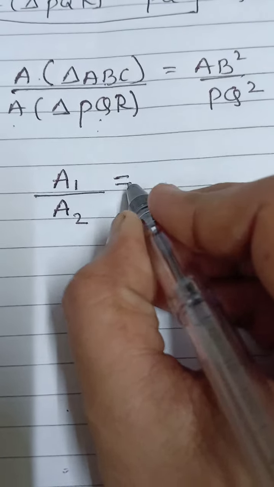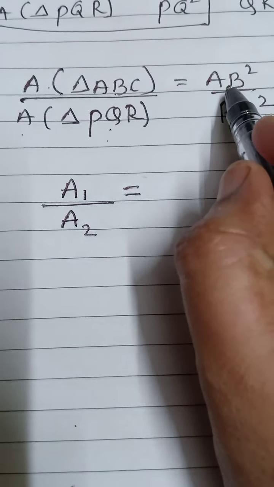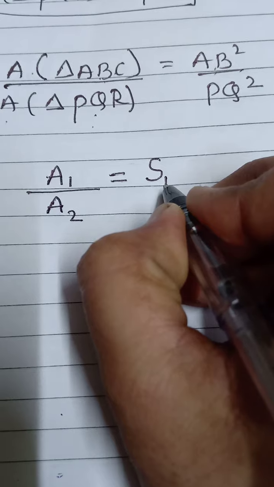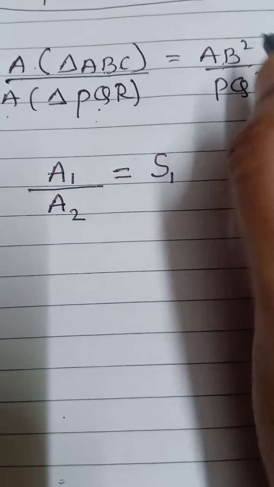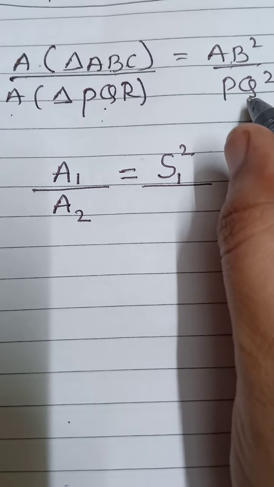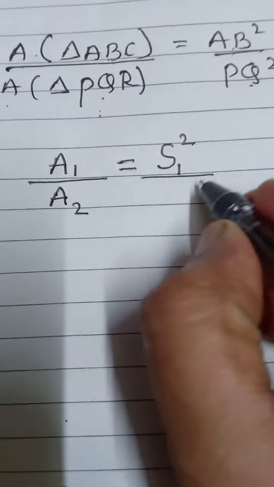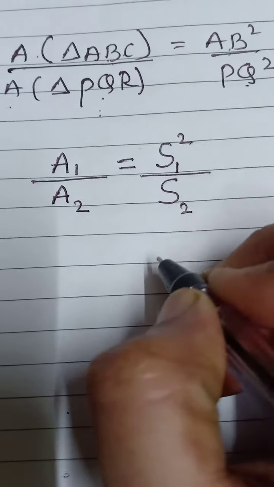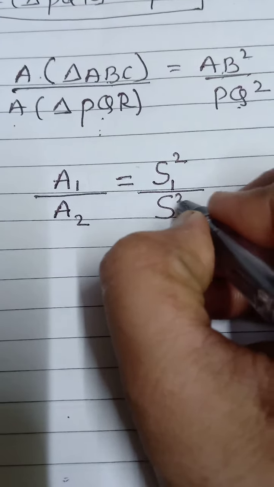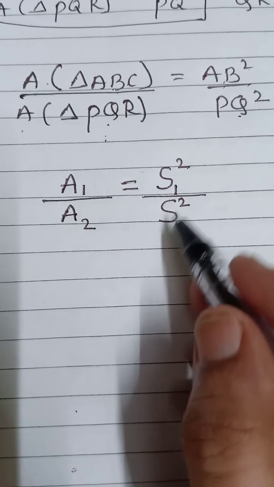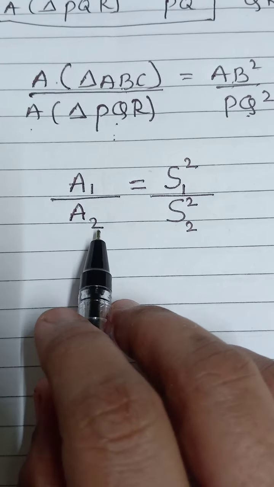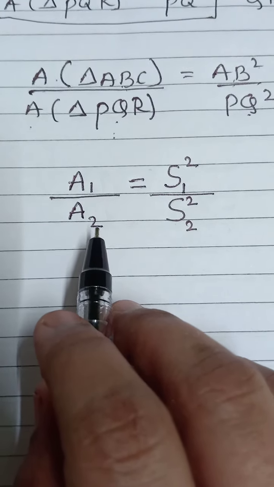Now equal to AB is nothing but the side of the first triangle. Side is denoted by S, and for the first triangle we are taking S1. Here the square is there, so we have to take the square. Then upon PQ is nothing but the corresponding side of the second triangle, so for the second triangle we take 2 in the base, and the square is there, so we take the square also. You have to differentiate these two: 2 will be in the base of S2 and this is the square. So this is the general form of the theorem of areas of similar triangles.